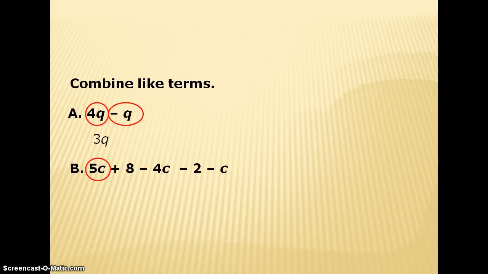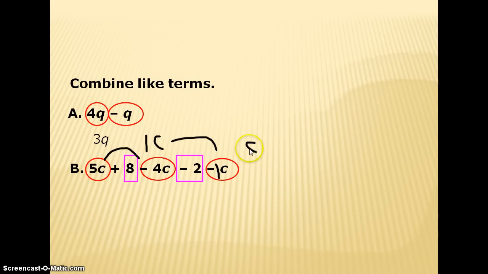Example B, 5c minus 4c would go together, and the minus c. 8 minus 2 goes together. So now we have three terms to combine. So 5 minus 4, and then minus one more. So if we take 5 minus 4, we get 1c. 1c minus another 1c leaves us with 0c, or just 0.